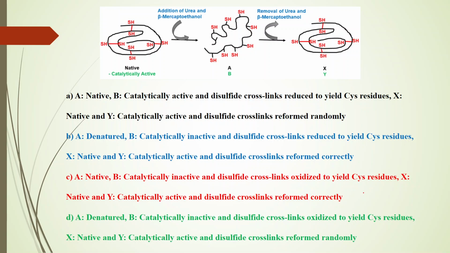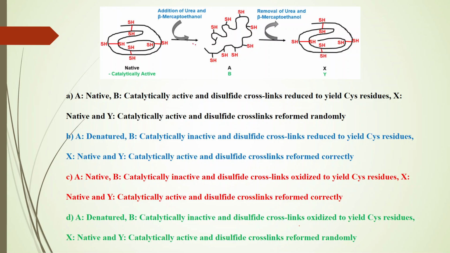And could you show the questions? Okay, so let me tell you the question. What is the question? So you can see there are four things written here: A, B, X, Y. Look at their colors. In the first case, it is written in black color that it is native, and in green color it is written as catalytically active.